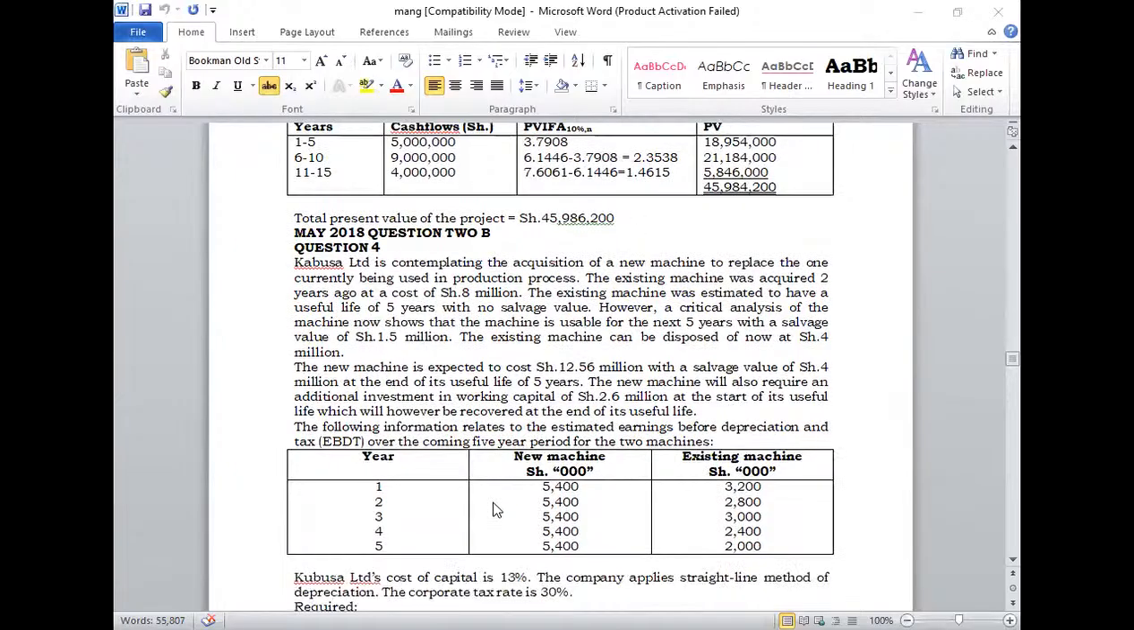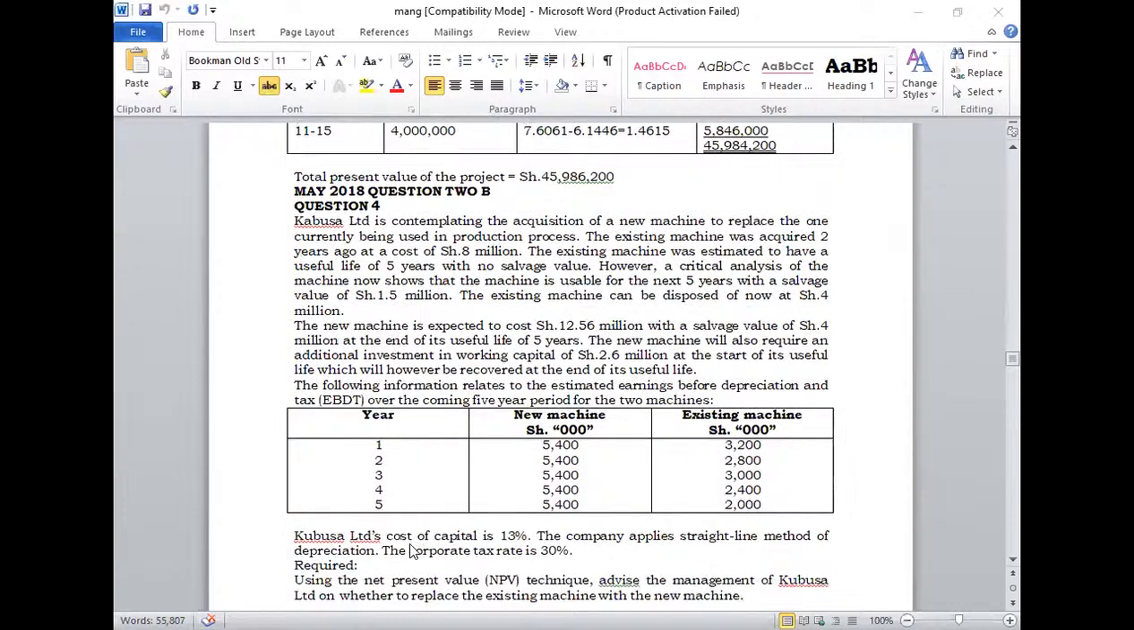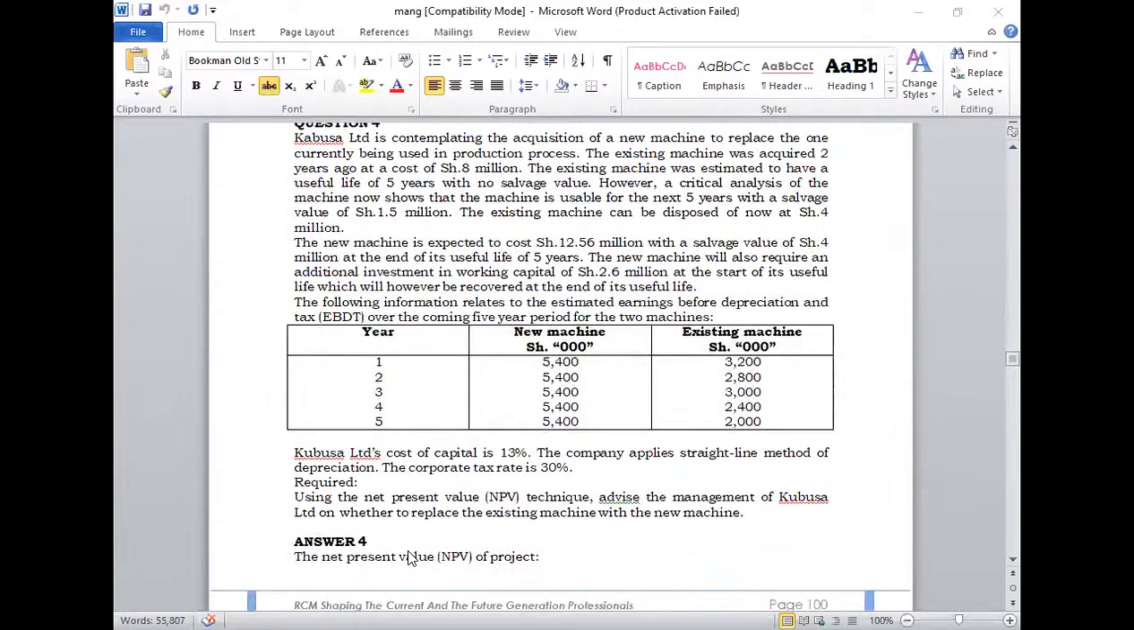The following information relates to the estimated earnings before depreciation and tax over the coming 5-year period for the two machines. We are told here that the company's cost of capital is 13%. The company applies the straight line method of depreciation. The corporate tax rate is 30%. Using the net present value technique, advise the management of the company on whether to replace the existing machine with a new machine.